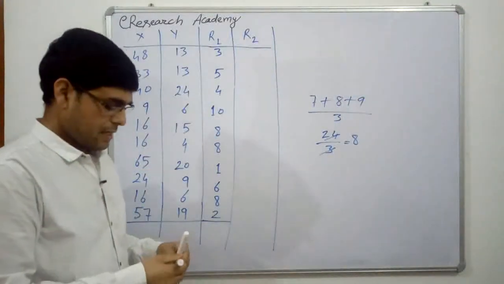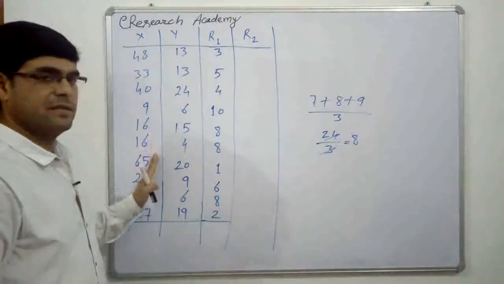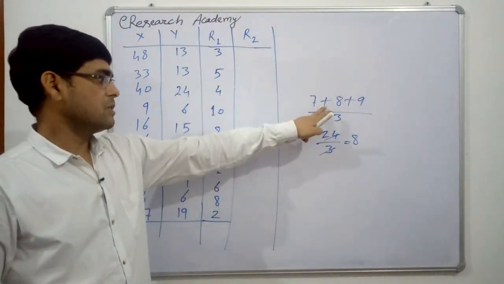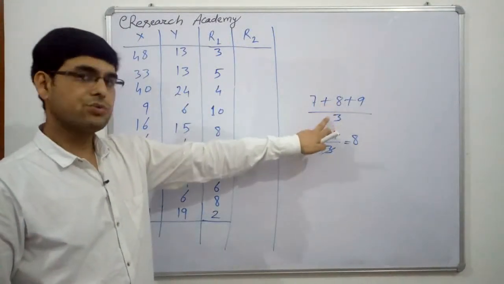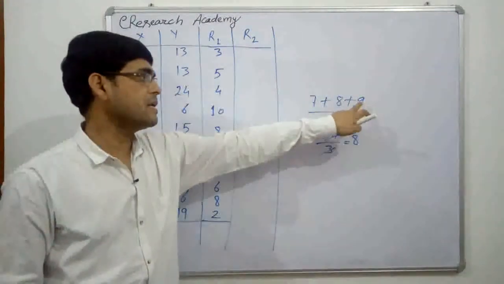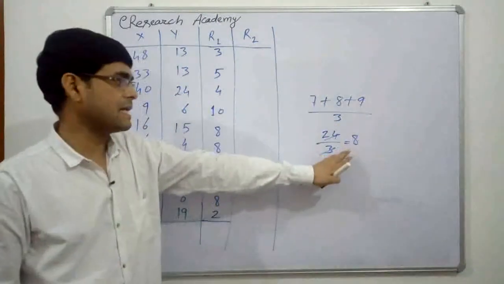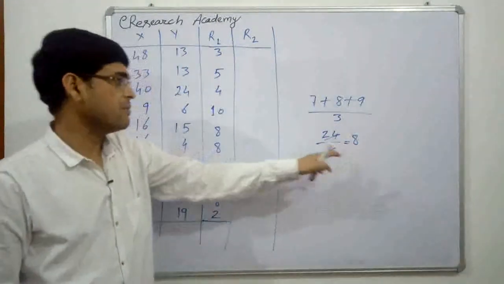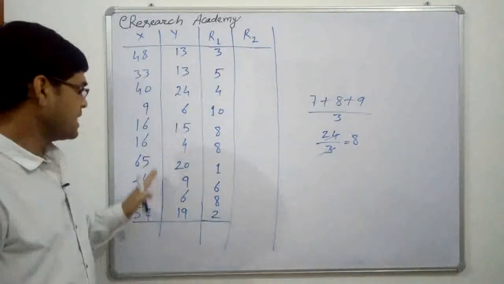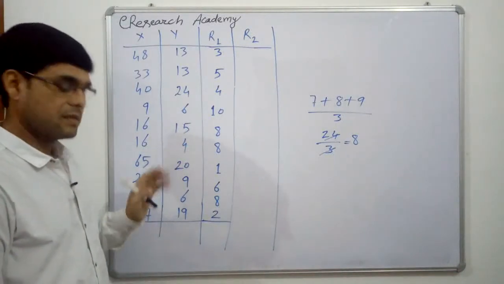So friend, this is the method to give ranks to values when they are repeated. If it is repeated 2 times, we just do (7 plus 8) by 2. If it is repeated 4 times, then (7 plus 8 plus 9 plus 10) by 4. In this way we get the average, and we provide this average rank to each repeated value. And we do this for each repeated value in each series, right?